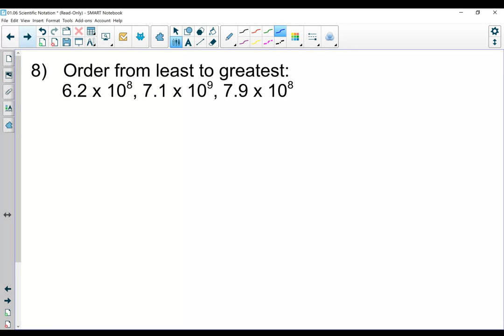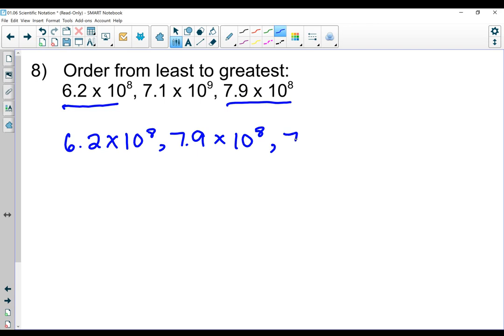Order from least to greatest. So we know the numbers that are smaller will have our smaller exponents when we're looking at scientific notation. So 8 is definitely smaller than 9, so it stands to reason that either 6.2 times 10 to the 8th or 7.9 times 10 to the 8th will be our first when we go from least to greatest. So I have to look now, since they both have the same exact exponent, I need to look at just the 6.2 and the 7.9. So first I'll write down 6.2 times 10 to the 8th, and then 7.9 times 10 to the 8th, and then last will be the 1 to the 9th power.